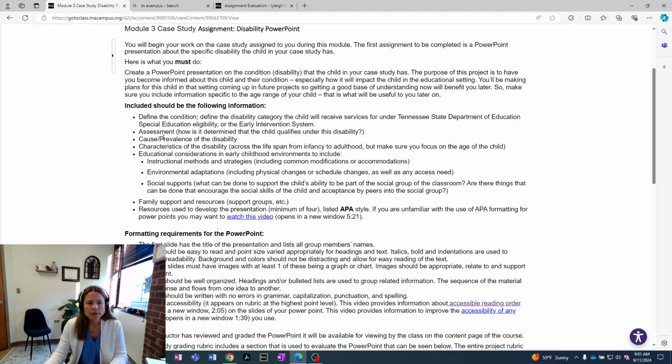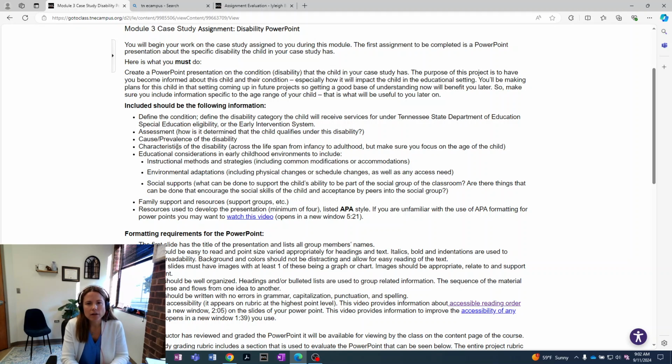Then you're going to look at how it is determined if that child is going to qualify for special ed services, right? So what kind of assessments are done? What do they use from the doctor? Do they have to be diagnosed? All those things I want you to look at. But how specifically does the State Department in Tennessee assess to see if they can get services?